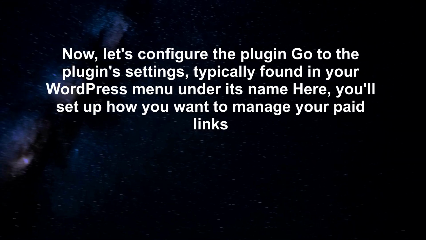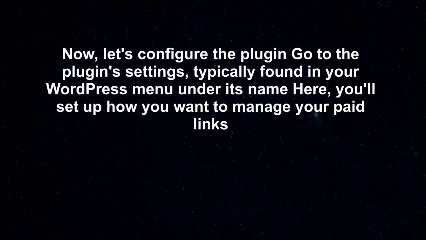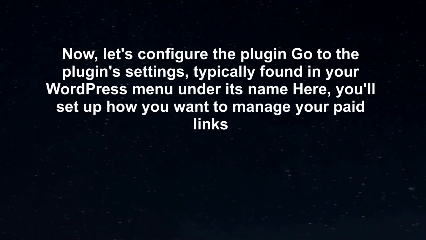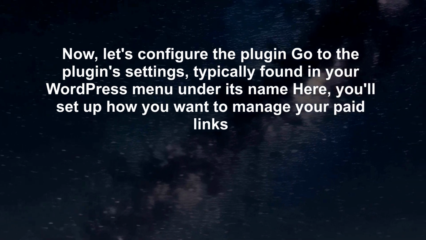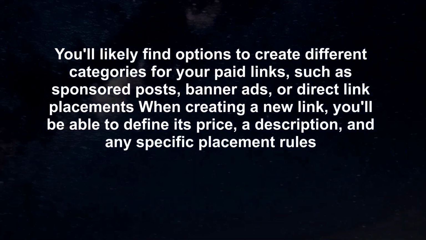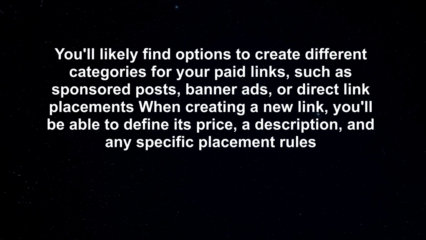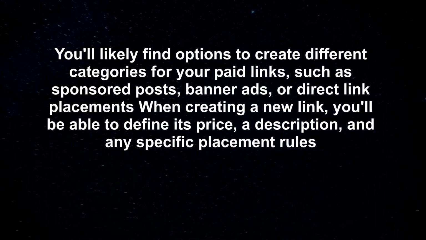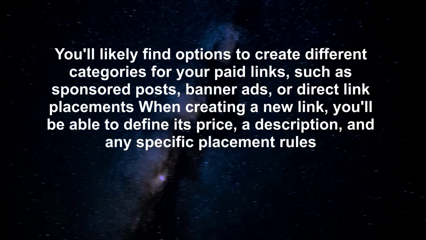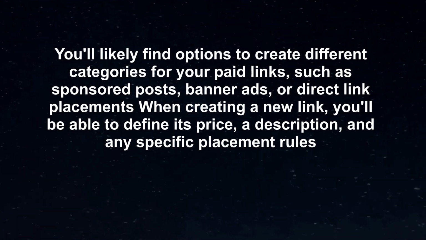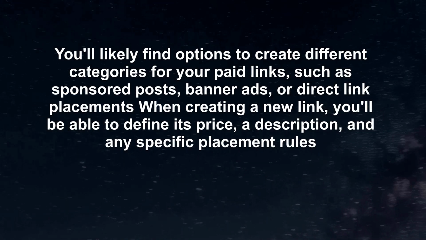Now, let's configure the plugin. Go to the plugin's settings, typically found in your WordPress menu under its name. You'll set up how you want to manage your paid links. You'll likely find options to create different categories for your paid links, such as sponsored posts, banner ads, or direct link placements. When creating a new link, you'll be able to define its price, a description, and any specific placement rules.